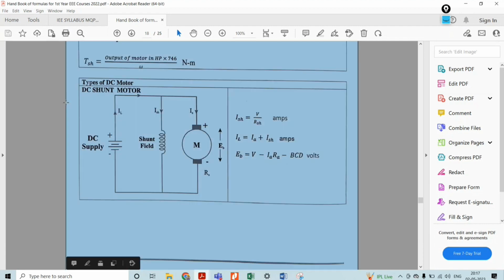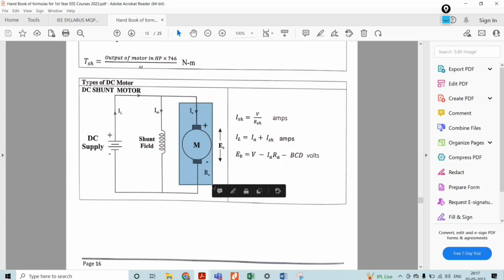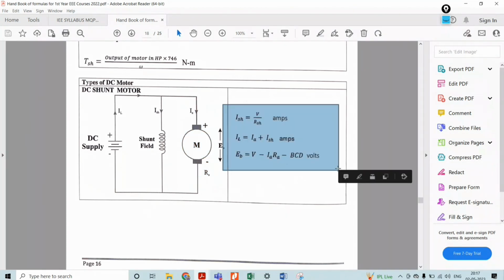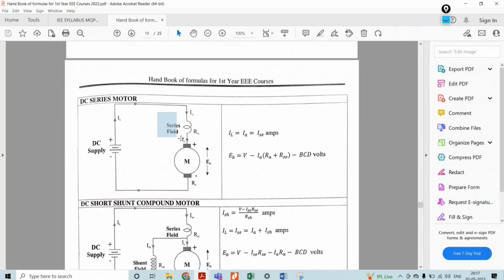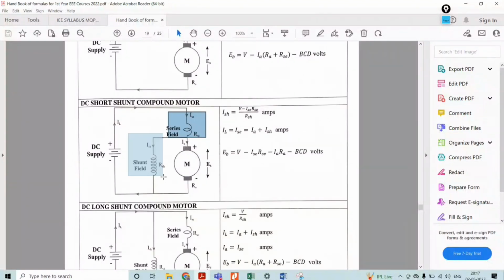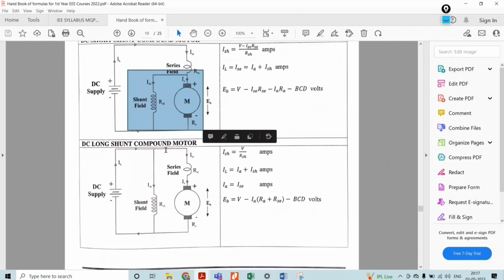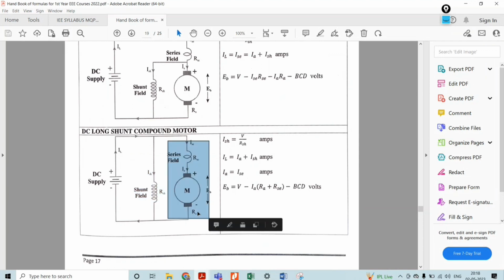Similar to that, the shunt motor: here the shunt field is connected in parallel to the armature. Those equations are given in the data handbook itself. Keep this in mind, make use of it, then solve the numerical. Then the series field connected in series with the armature is called a series motor. With respect to the short shunt, the series field is connected in series with the parallel combination of the shunt field and the armature. That is called a short shunt compound motor. Then long shunt is where the shunt field is connected in parallel to the series field and the armature. That is called a long shunt compound motor.